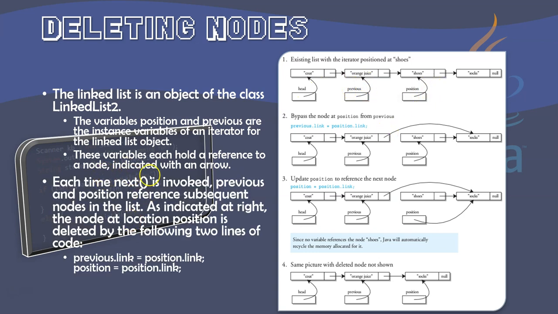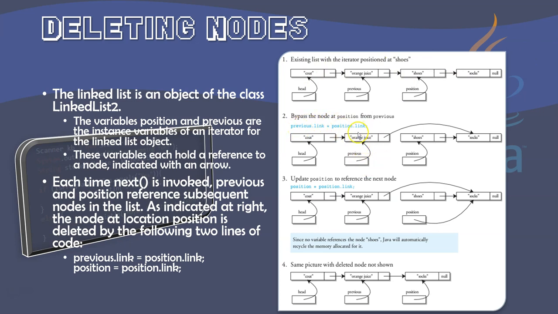Now, each time next is invoked, previous and position reference subsequent nodes in the list, and as indicated, the node at location is deleted by the following two lines of code. previous.link equals position.link, position equals position.link. So if we look here, here's our existing list: coat, oranges, shoes, socks. And so we're going to bypass with previous.link equals position.link.